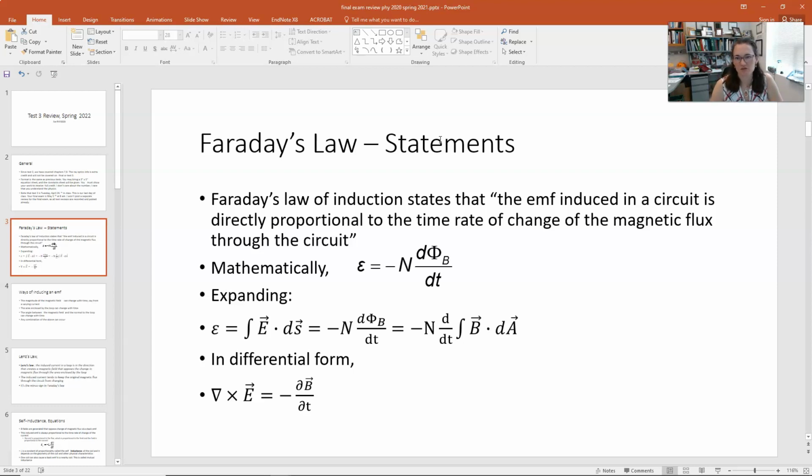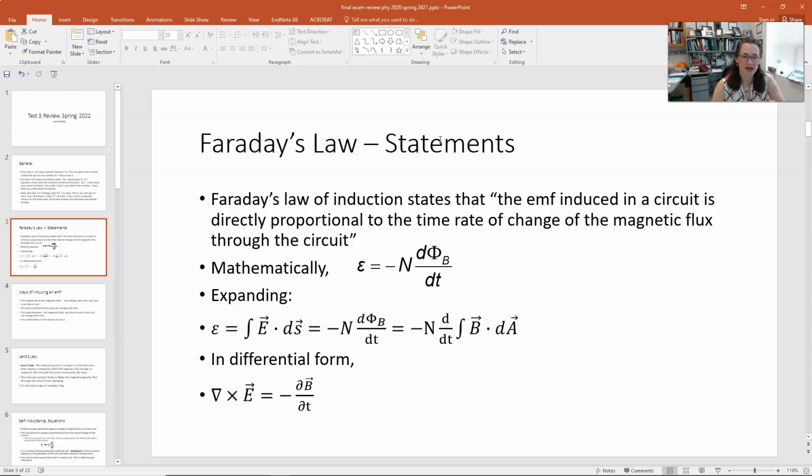So the EMF, which is that curly E, is equal to minus N dΦ_B/dt. So here N is the number of turns in a loop. And then Φ_B is the magnetic flux that we first defined when we started talking about Gauss's law. So remember that. It's the integral of B dot dA. So it's the time rate of change of the magnetic flux.